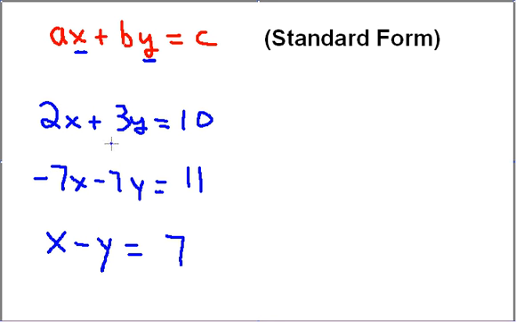In this same equation, what does b equal? Well, b equals the constant that's being multiplied by the y. So 3 is what represents b in this equation. And then lastly, we have 10 by itself on the right. 10 represents the constant c on the right-hand side of the equation in the standard form.